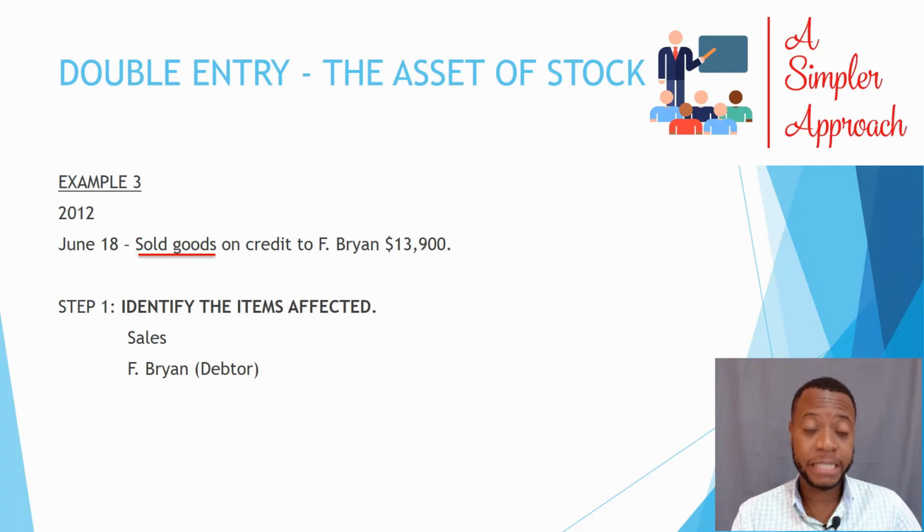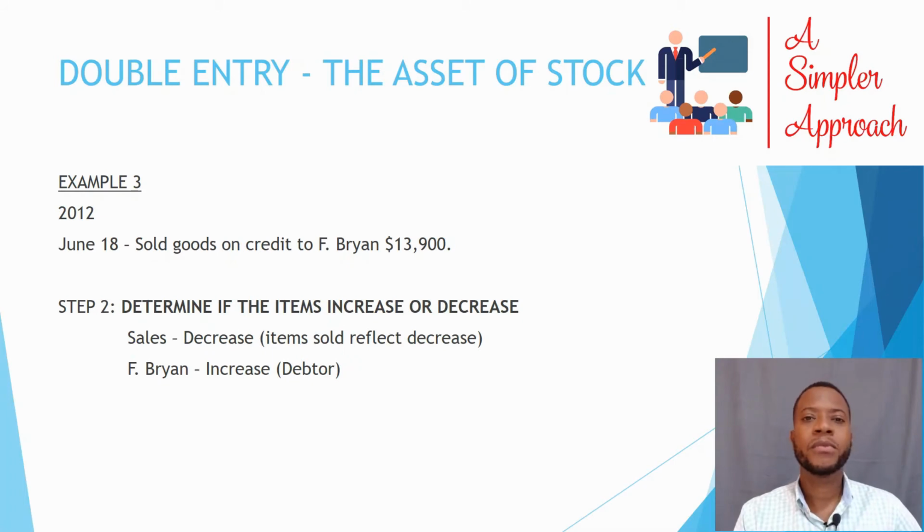So the 2 items affected are sales and F. Bryan. F. Bryan is a debtor. Now we determine if the items increase or decrease. Sales would automatically decrease because we are selling stock. The asset of stock is going down. That's an automatic decrease. F. Bryan would be an automatic increase because F. Bryan is a debtor. We have now acquired a debtor. F. Bryan now owes us for the goods that we sold him. So, sales decrease, F. Bryan increase.